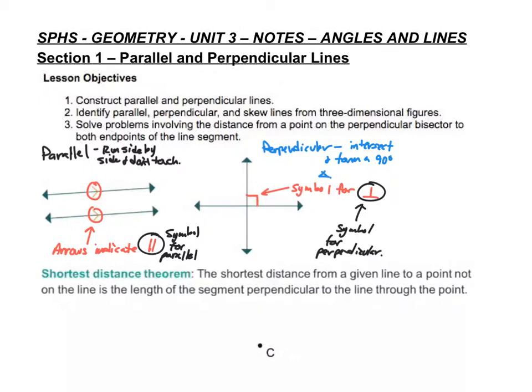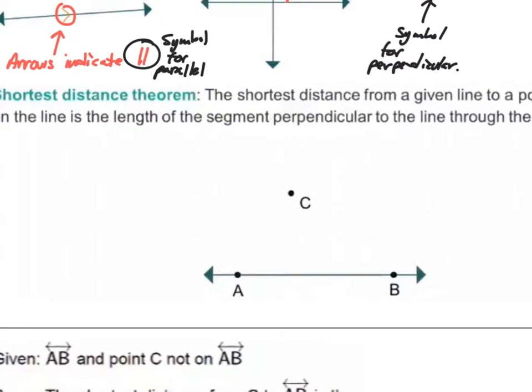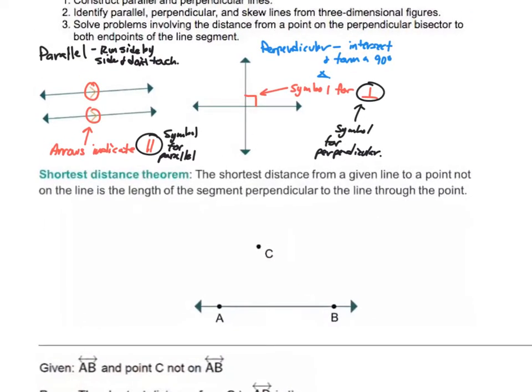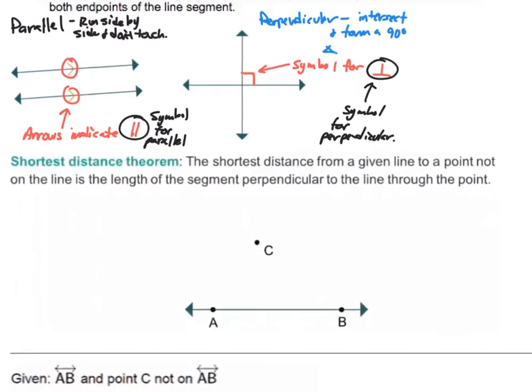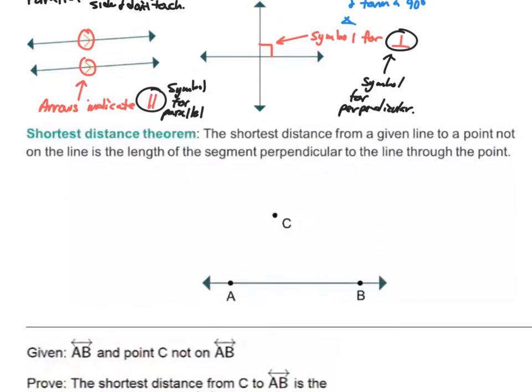So let's go ahead and talk about the shortest distance theorem. What this theorem suggests is that the shortest distance from a given line to a point not on the line is the length of the segment perpendicular to the line through the point.